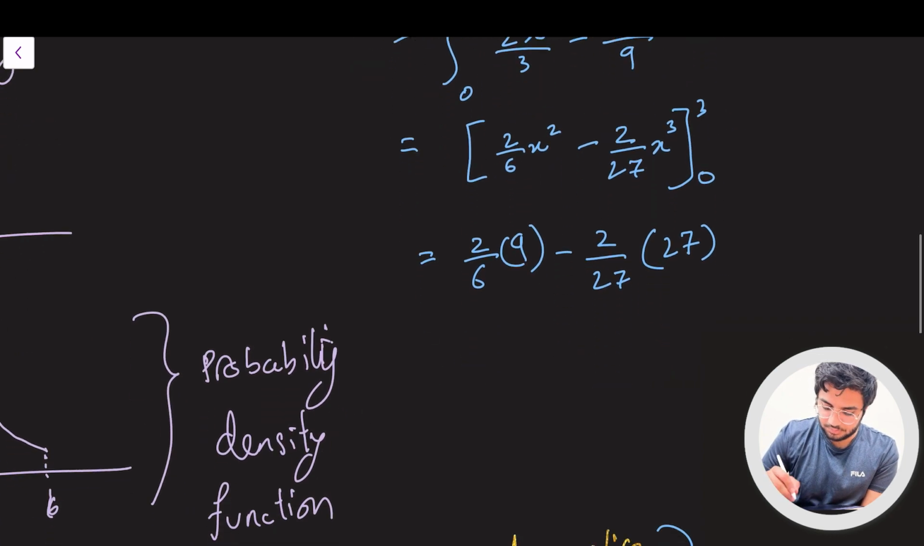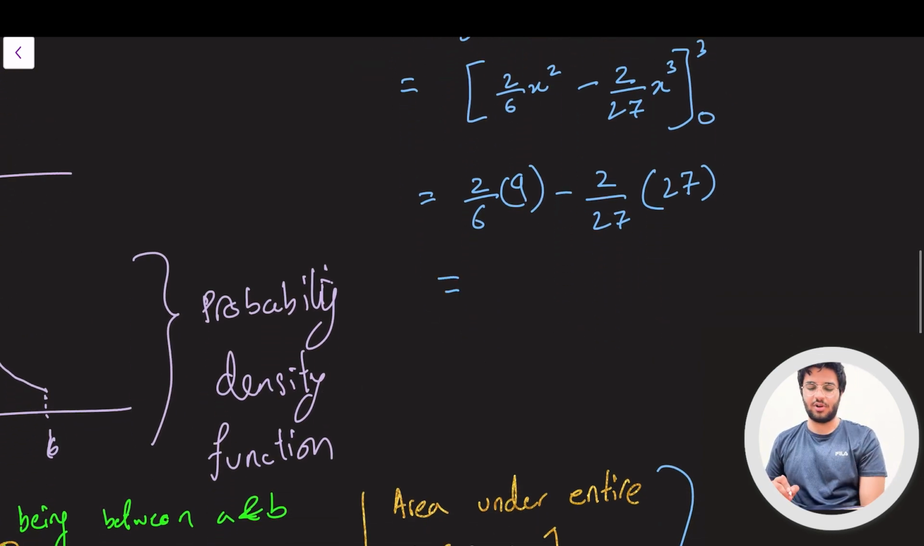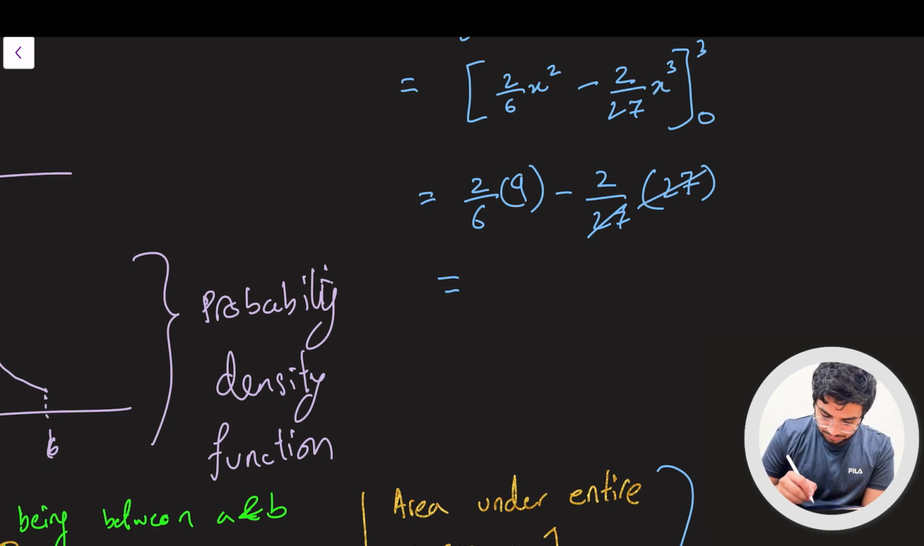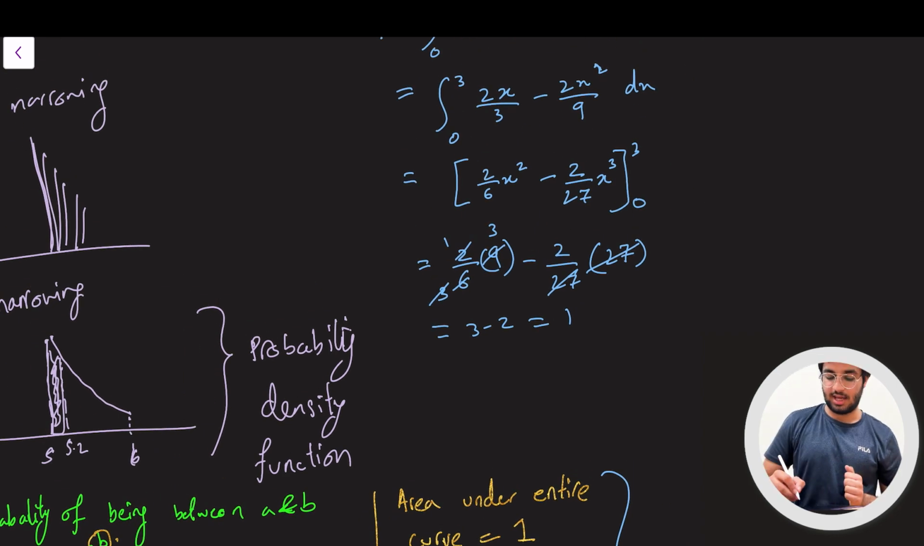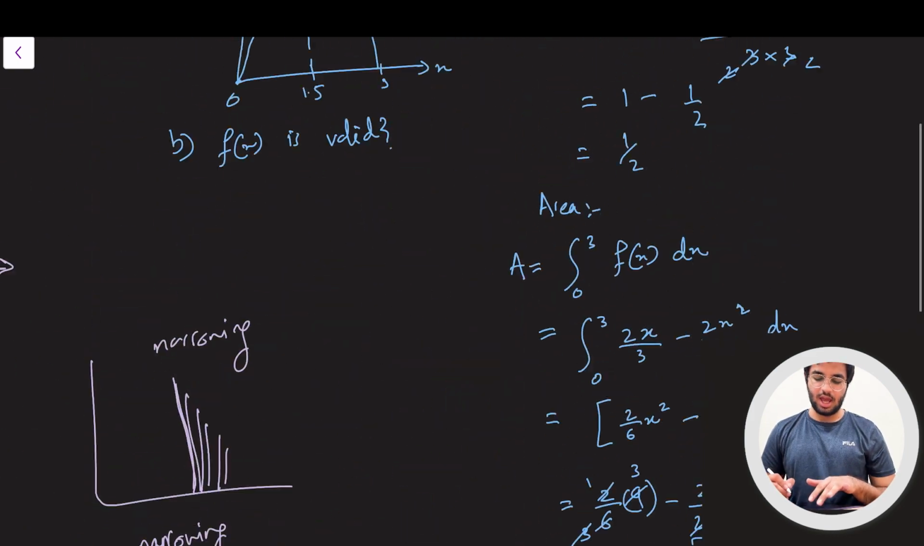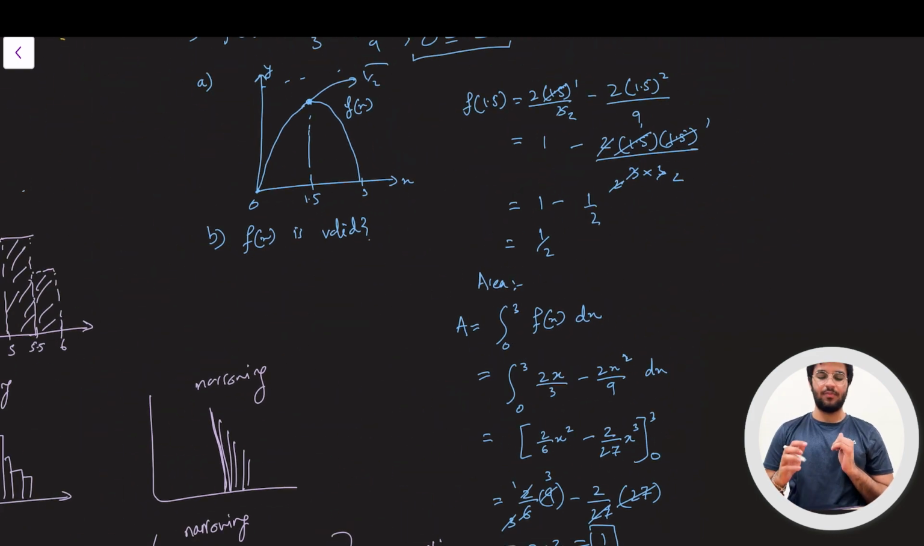When you try and solve that out, you get that this cancels out with this, and you get 3 over 3 equals 1. A lot of cancelling out, but at the end we get 1, which means that the total probability, the total area under the curve, is 1. The second requirement has also been satisfied.